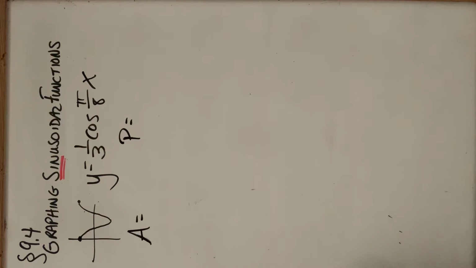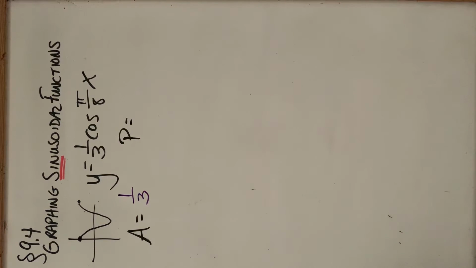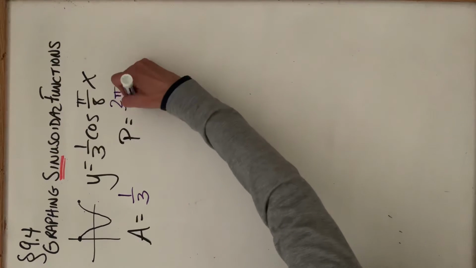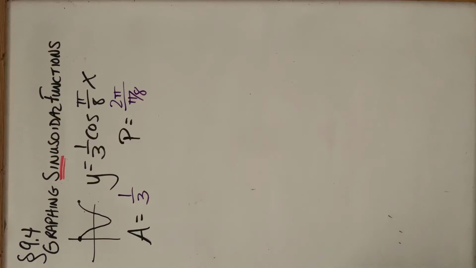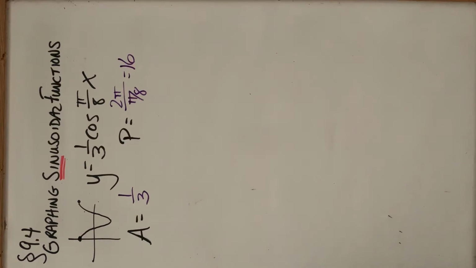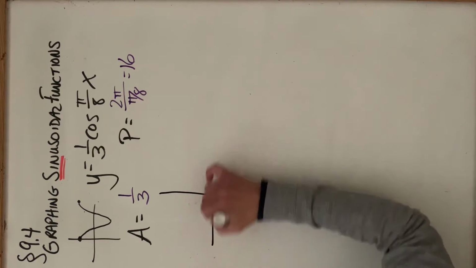Okay, so our amplitude is 1/3. So we have a vertical shrink, right? Our graph is getting smaller vertically. And then our period is going to be 2 pi over b, so 2 pi over pi over 8, which just becomes 16. Okay? All right, so let's graph.